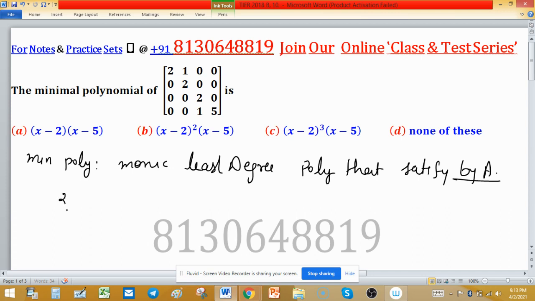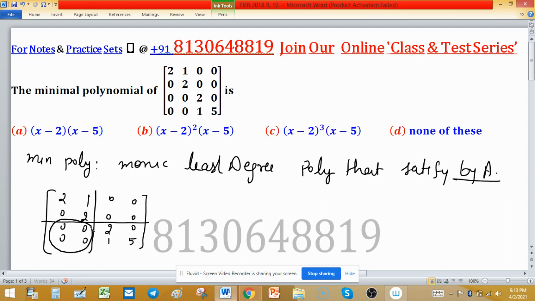So if you focus on this matrix, 2 0 0 0, 1 2 0 0, 0 0 2 1, 0 0 0 5, this matrix is a block matrix. You can write or make blocks like this. How to make blocks? You should keep in mind that whenever you are making blocks, the submatrix below or above should be 0 like this.